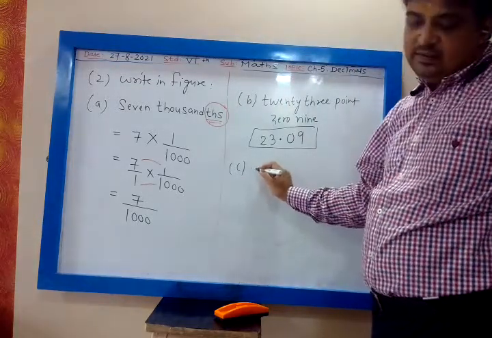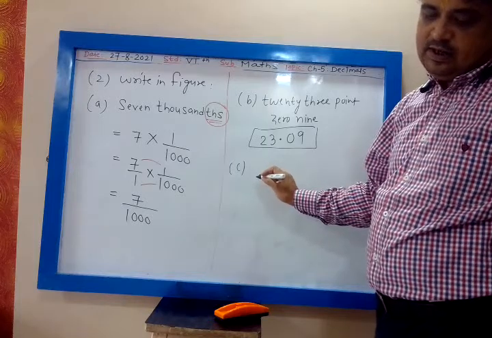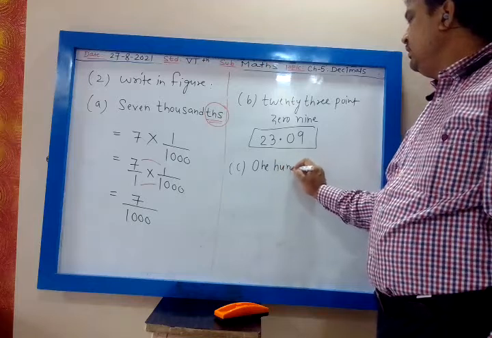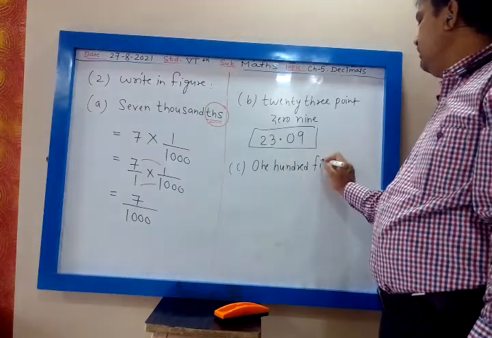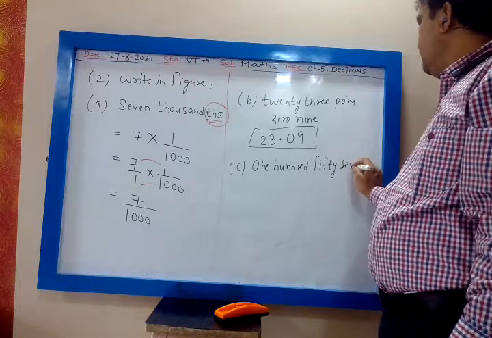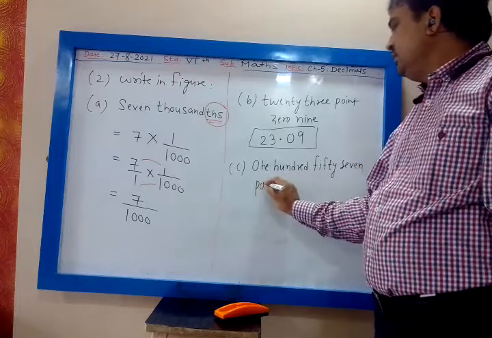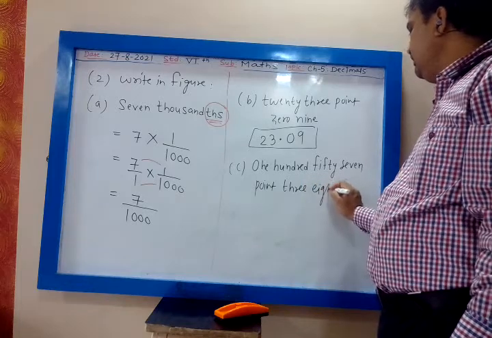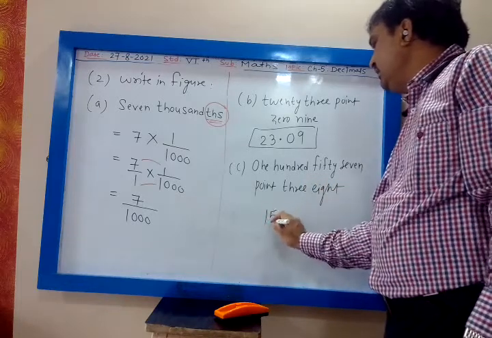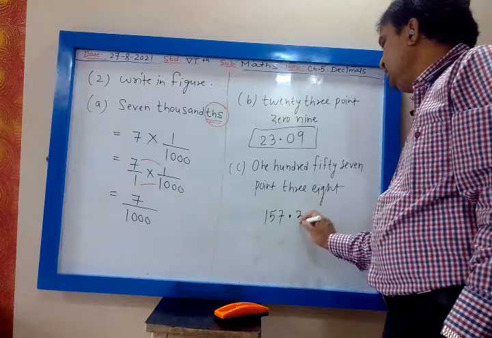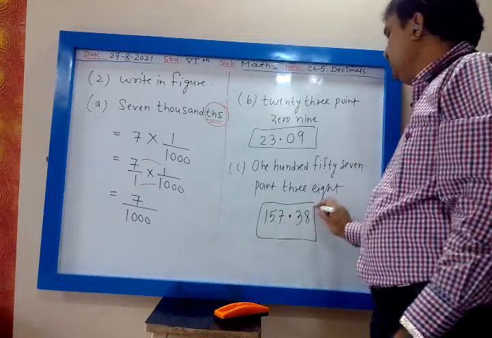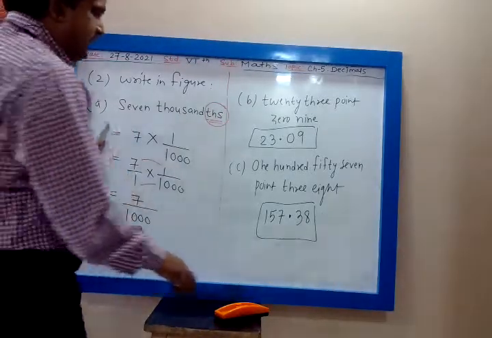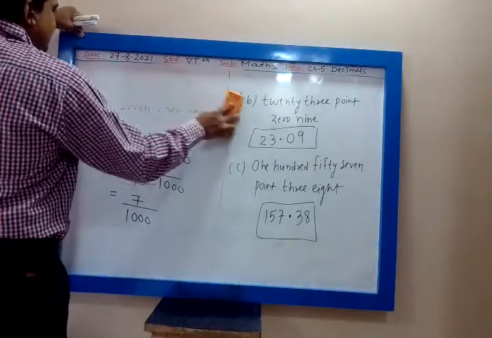D part. C is 157.38. This is the answer. 30 and 33 hundredths.